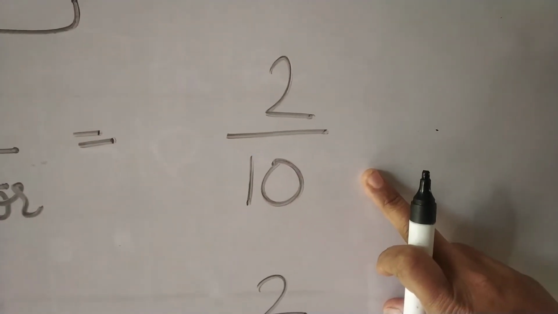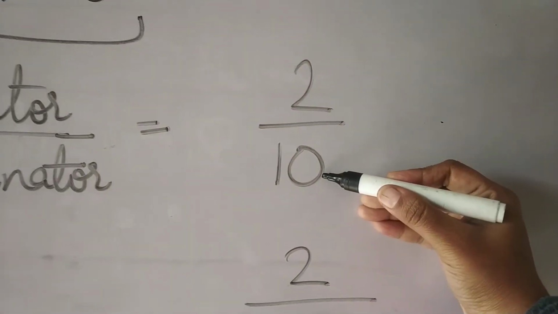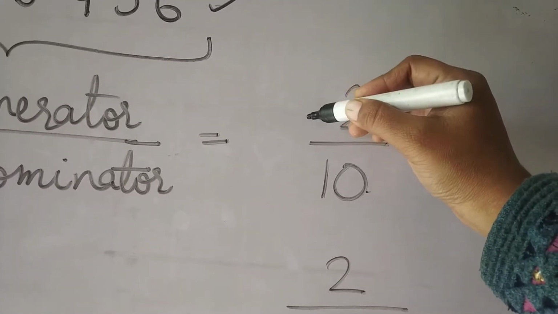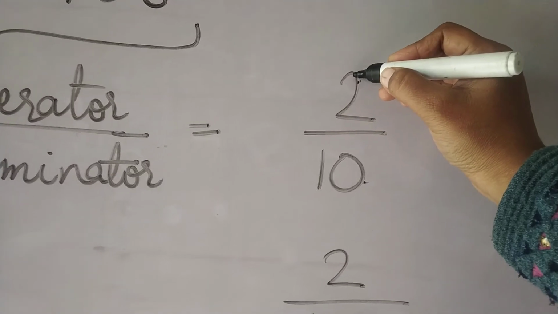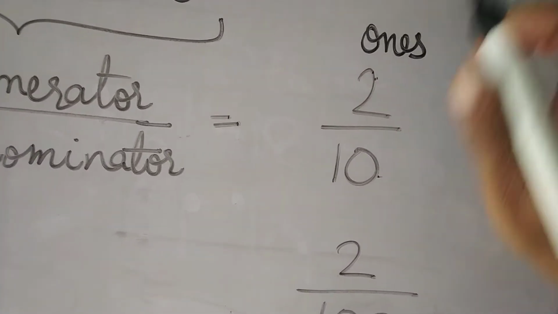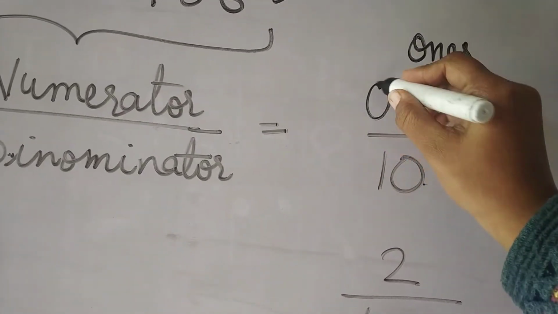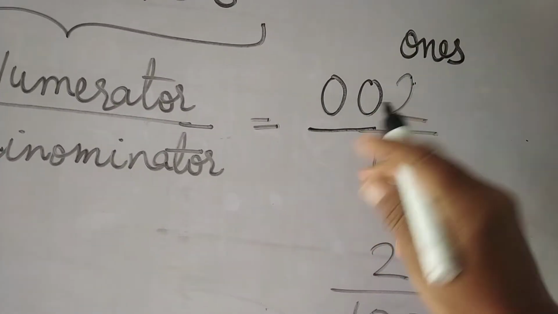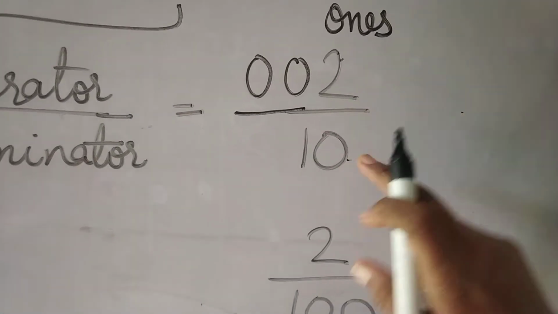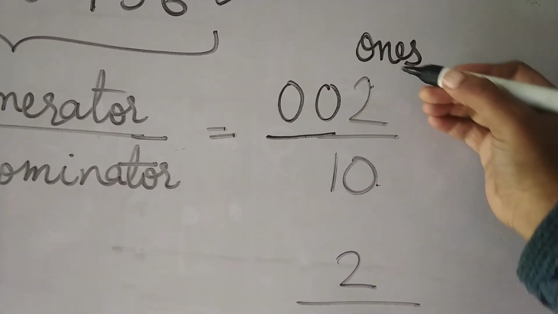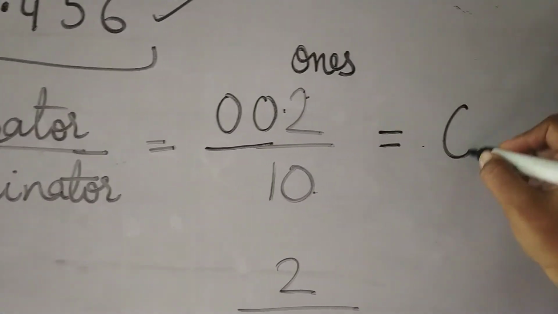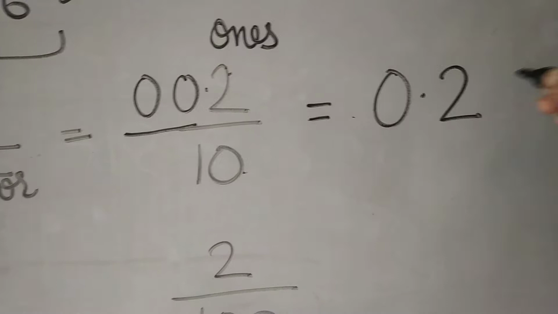In this question, 10 is given as the denominator, so before one number we will put a decimal. We will start from the ones place. Before 2, how many zeros I put doesn't change its value, it will remain 2 only. Because before one number I have to put a decimal, before 2 I will put a decimal here. So my answer will become 0.2.